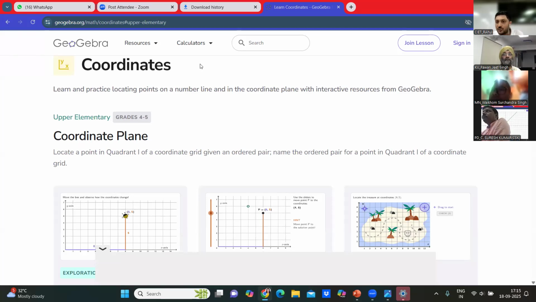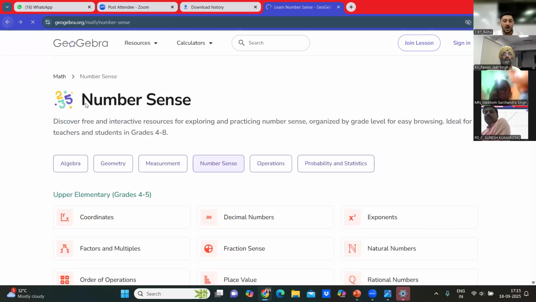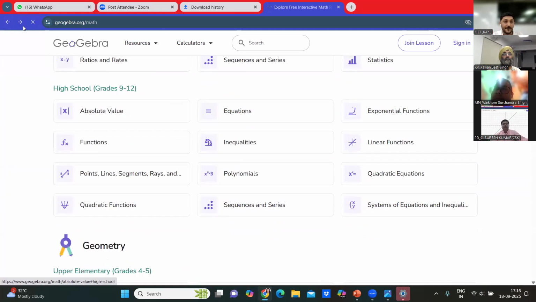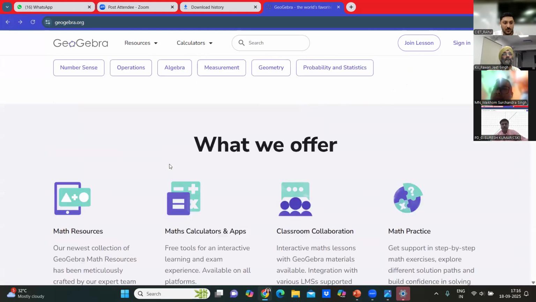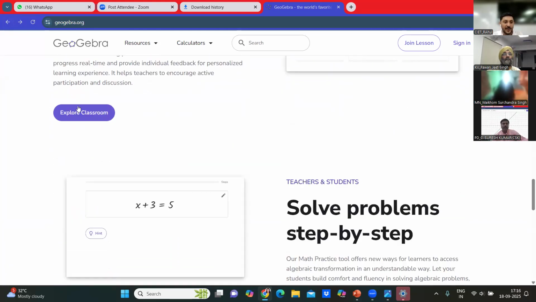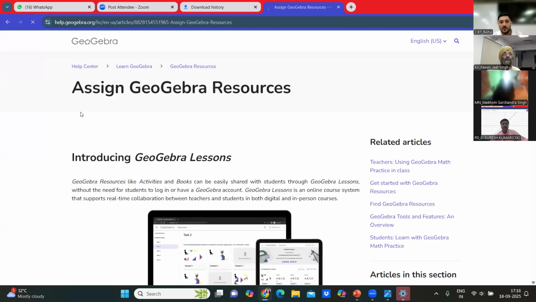Ms. Smita Suresh Patil, I have already shown how to utilize it in the classroom. We can go here to classrooms on the GeoGebra website homepage. We can create a classroom. Click on classroom and introducing GeoGebra lessons. In this way we can go to classroom.